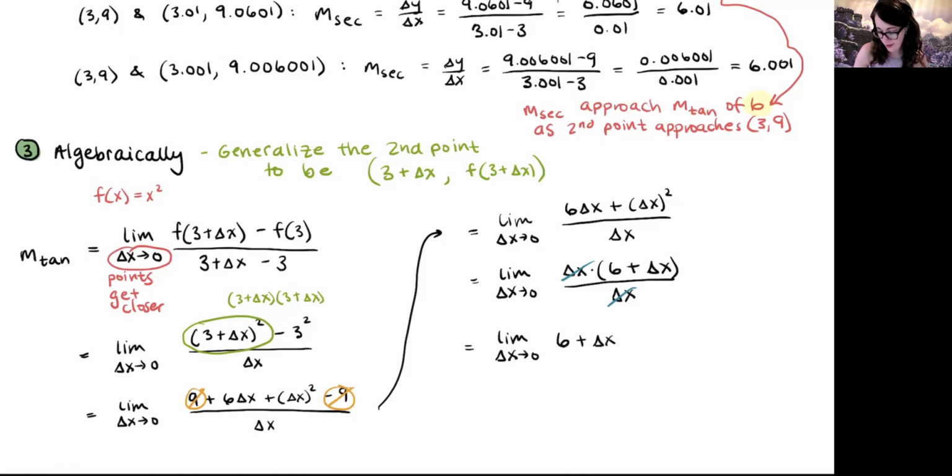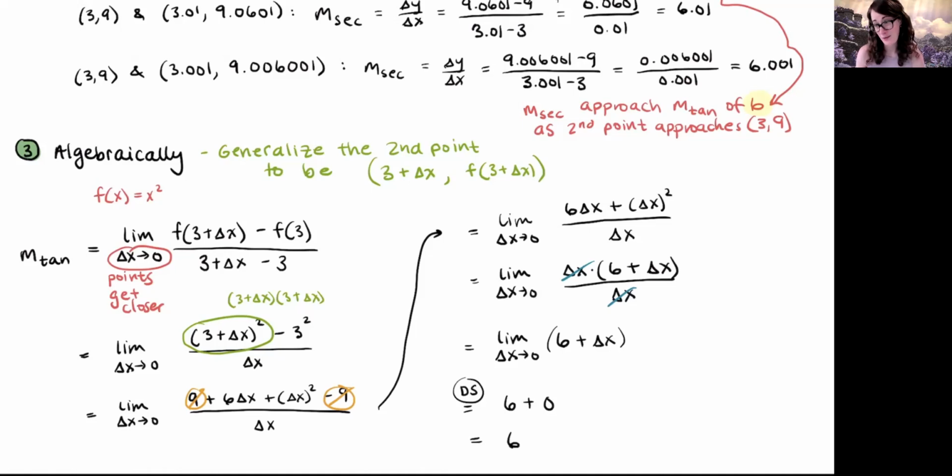That's the point where we removed the 0 over 0. So now it is safe for us to plug in delta x equals 0, right? So here we've got direct substitution, 6 plus 0. Of course, that's just 6. I hope not surprisingly, right?